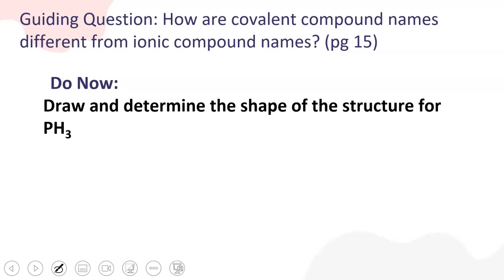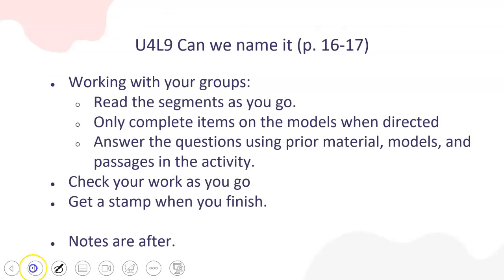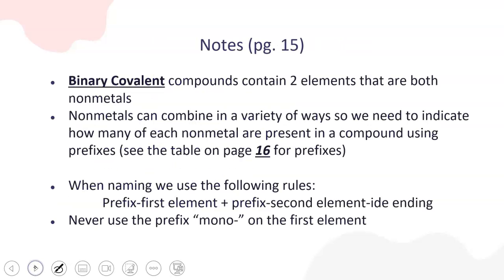Okay, we're going to do the notes for Unit 4, Lesson 9, Can We Name It? Where we will address the guiding question, how are covalent compound names different from ionic compound names? So we've already talked about ionic compounds in the Section 1 workbook. We are covering covalent compounds in Section 2. This is tied into the activity for pages 16 and 17.